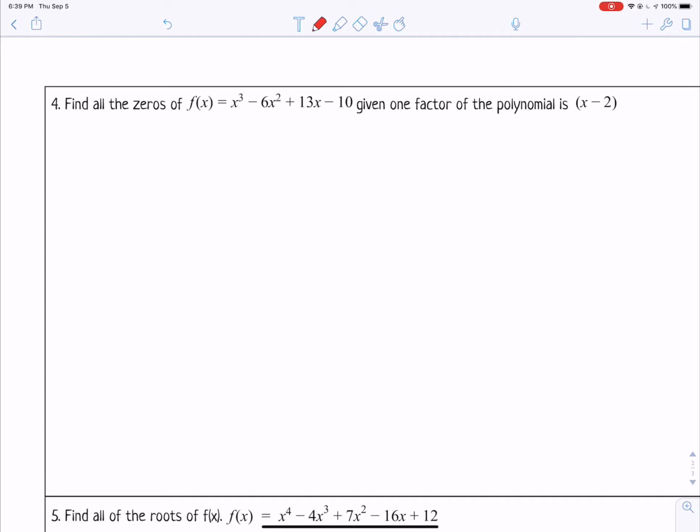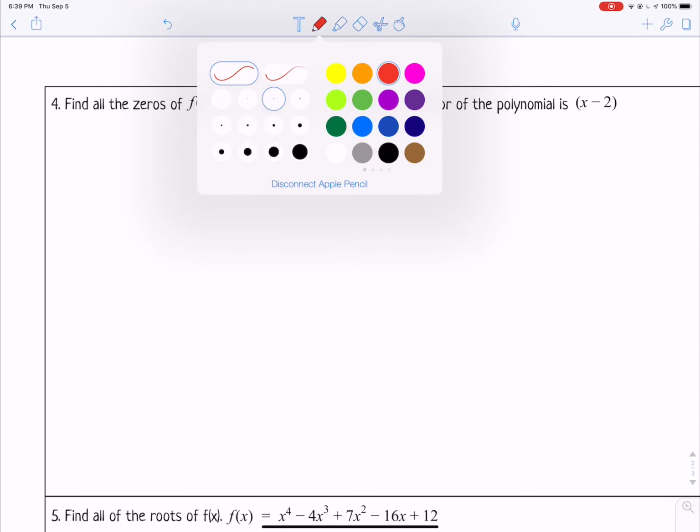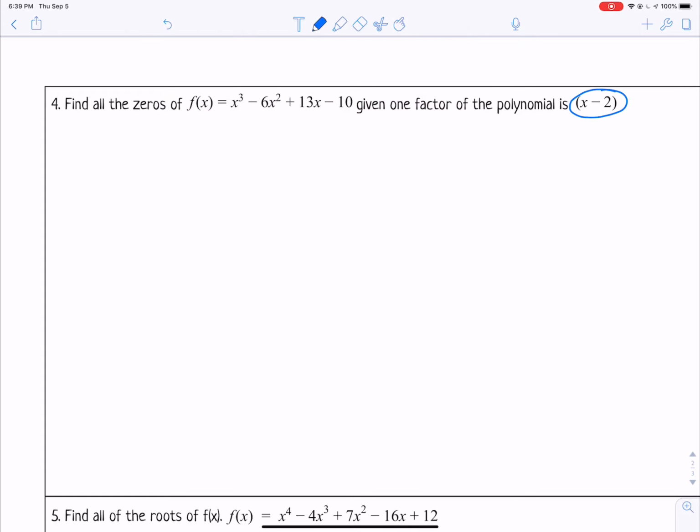Number 4 says find all the zeros of x cubed minus 6x squared plus 13x minus 10, given one of the factors of the polynomial is x minus 2. So if we know this is a factor, then we know we could reduce this polynomial using x equals 2. So let's put that in our box and set up for synthetic division. So use the coefficients of the polynomial you're dividing into, your dividend, and set that up. Always leave room for another row of numbers.